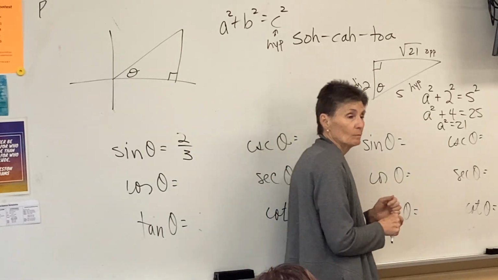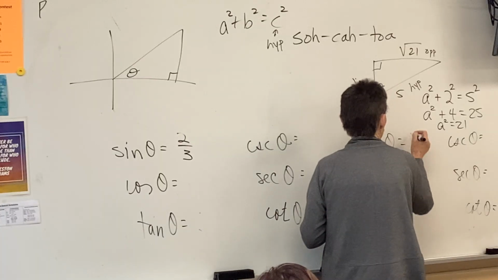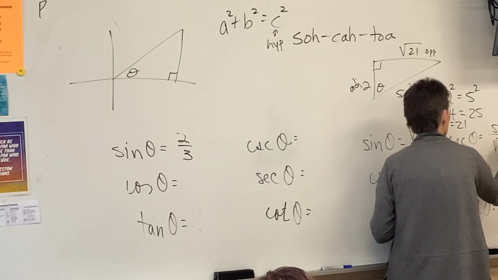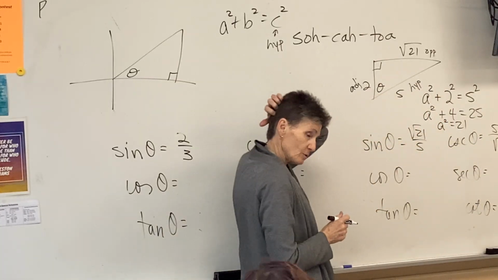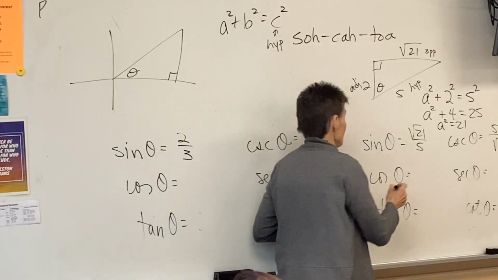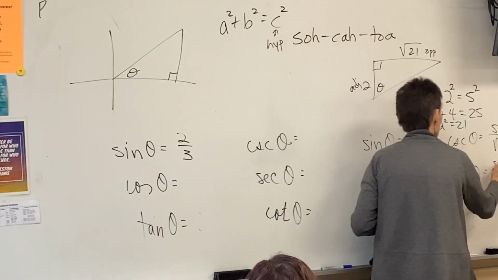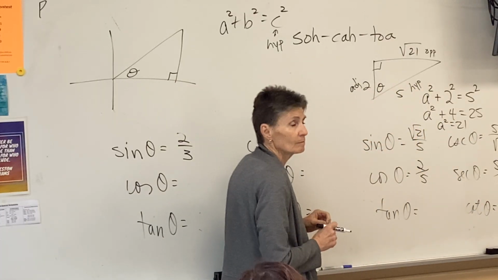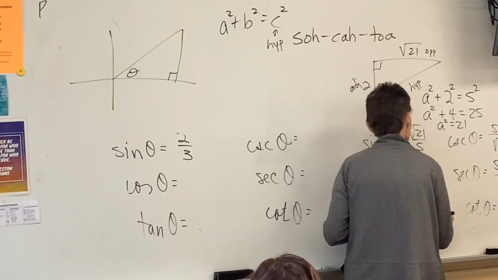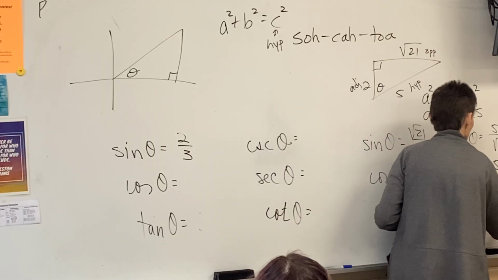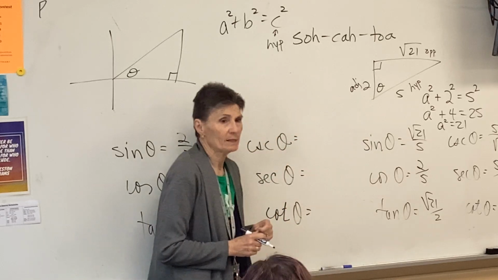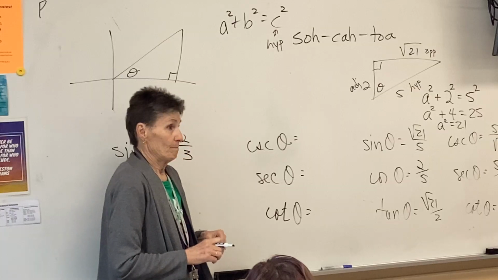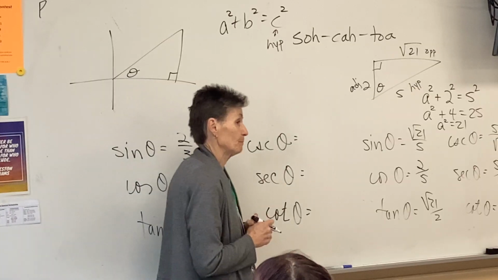Anybody got them? What'd you say for sine? Square root of 21 over 5. Cosecant 5 over square root of 21. Perfect. All right, who's got a cosine for us? 2/5. So the secant is 5/2. And then how about a tangent? Root 21 over 2. So cotangent is 2 over the square root of 21. How does that look to everybody? Got it? All right. Next problem.